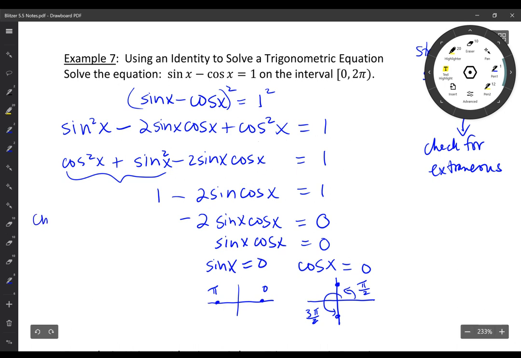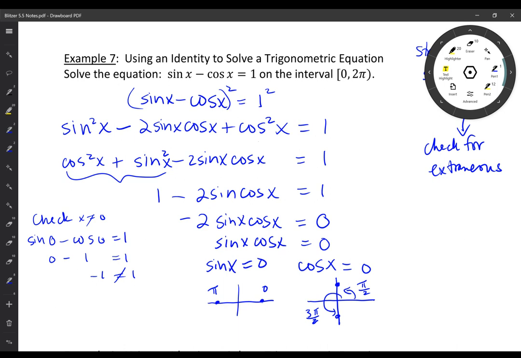So first I'm going to check 0, and we're checking in the original. So sine of 0 minus cosine of 0, does that equal 1? Well, my y value at 0 is 0. My cosine here is 1. So I get 0 minus 1 equals 1, which is definitely not true. So I'm going to take 0 off my list of answers. It's not going to equal 0. And then we'll check x equals pi over 2.